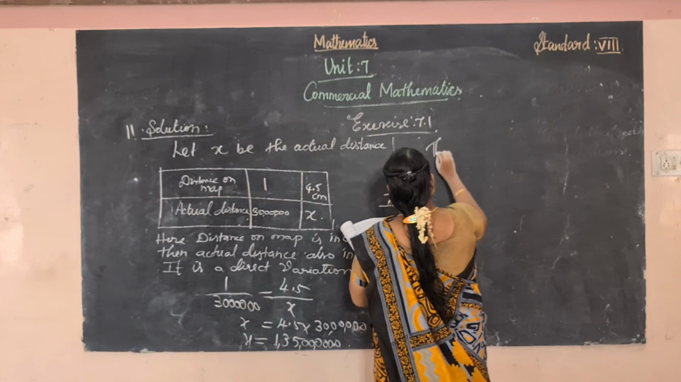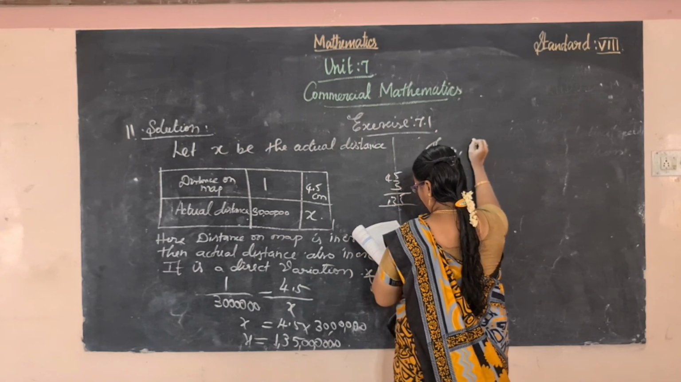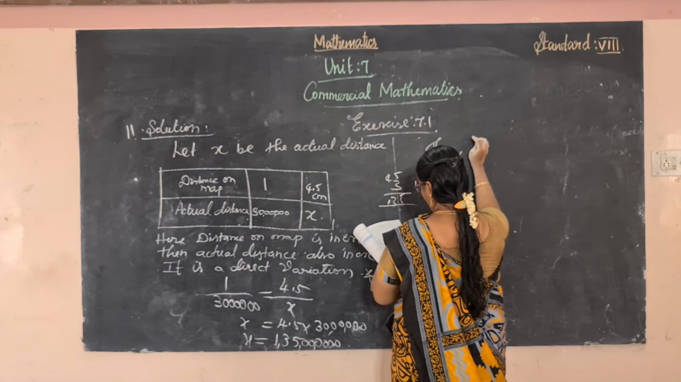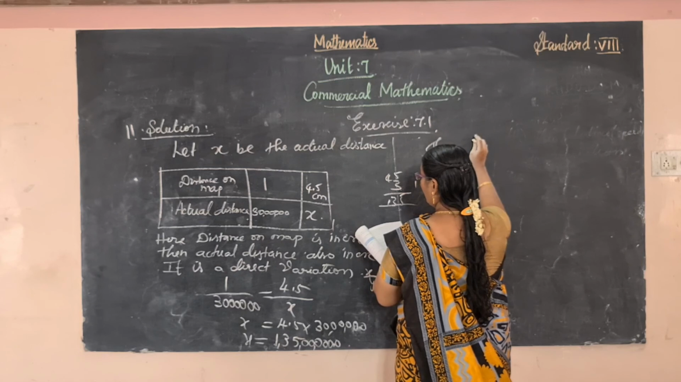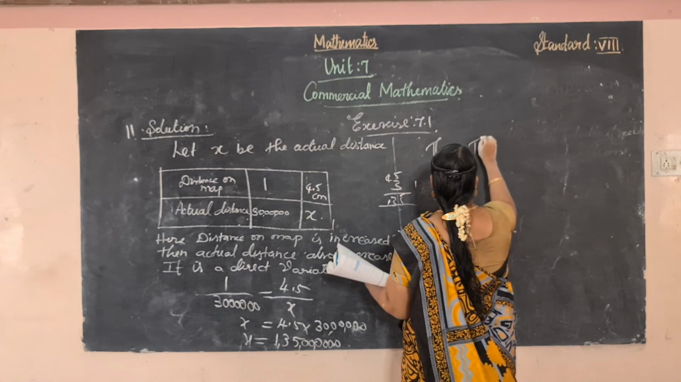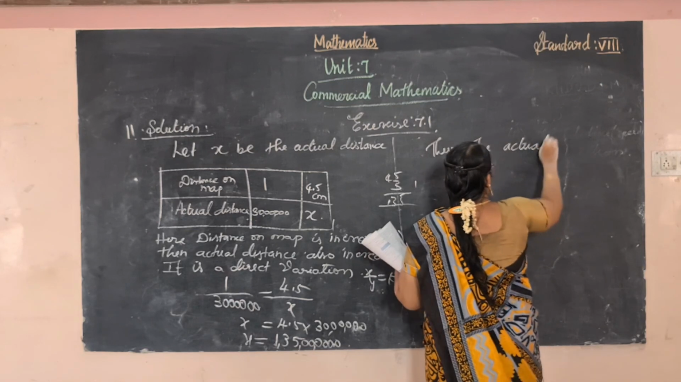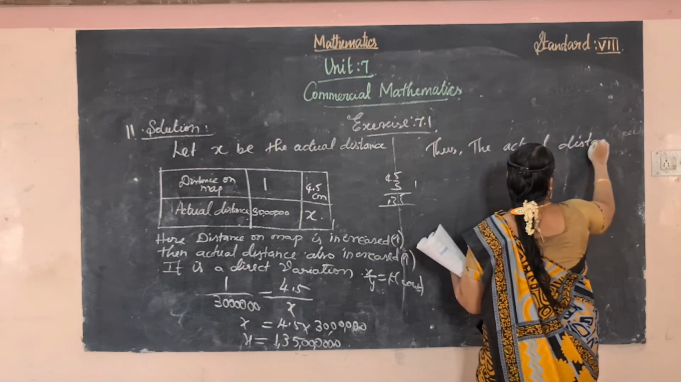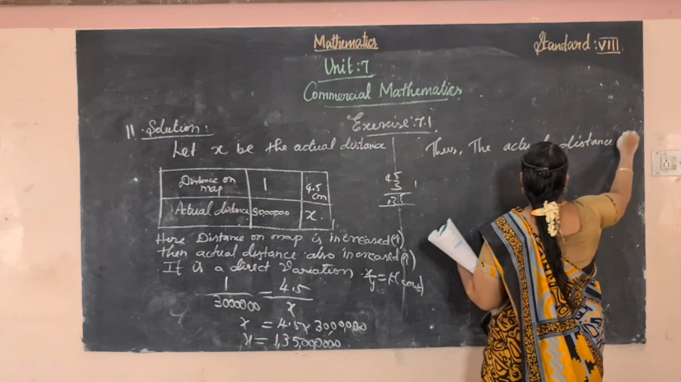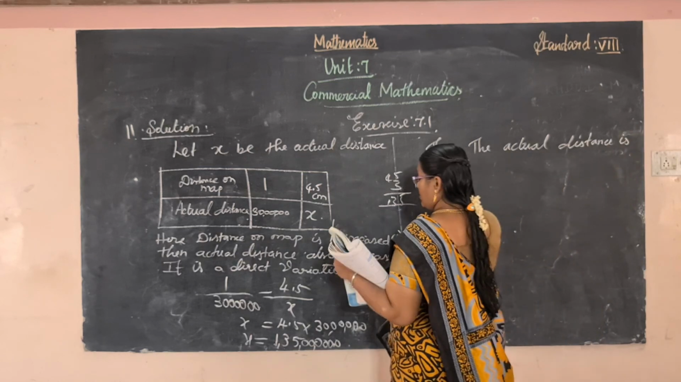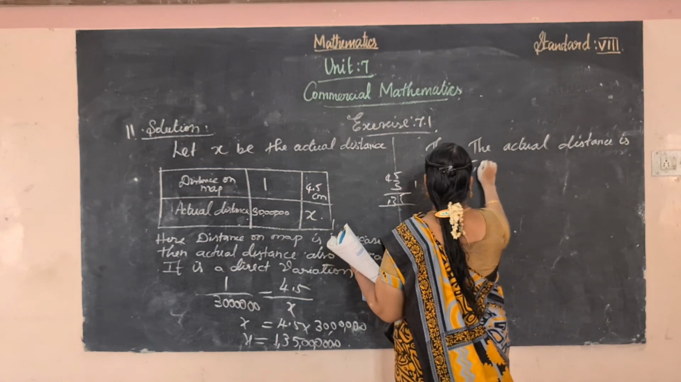Thus, the actual distance is 1 crore 35 lakhs.